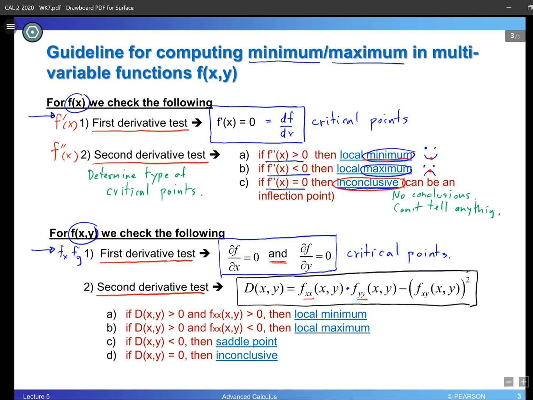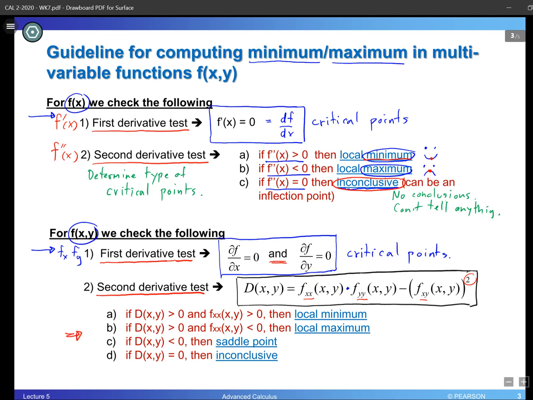And then we have the subtraction of this, once again, second order derivative of f with respect to x and then y. And we are supposed to have this square right here. So first of all, you need to find this d value. And after that, we can use it to determine the type of the critical points. Once again, let's take a look at these conditions right here.